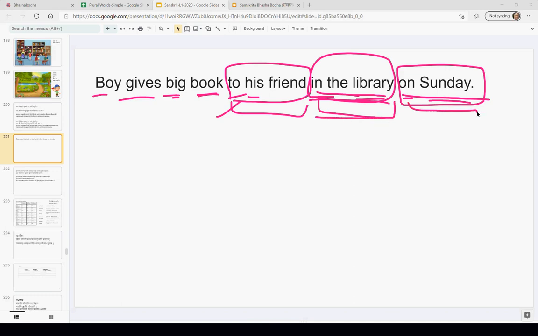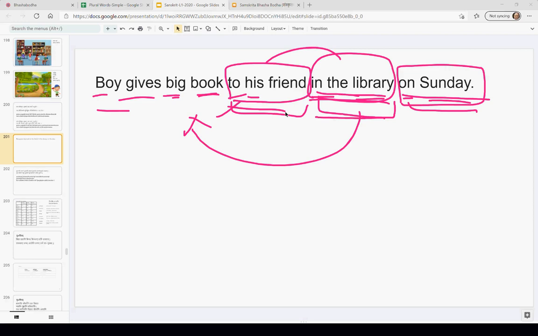On Sunday means something. So now we can shuffle this, so we can say boy gives book on Sunday to friend in the library. So on Sunday can come earlier also. And in the library can come before also. Boy gives book in the library to his friend. So the whole unit we can move around. So similarly in Sanskritam, in a Sanskrit sentence also, these kinds of things are there.